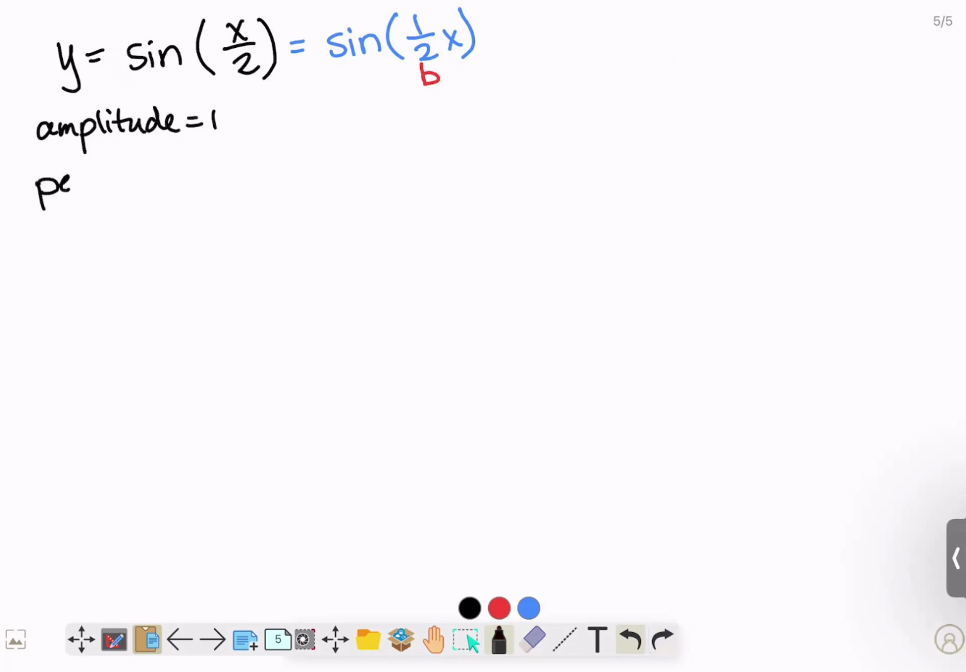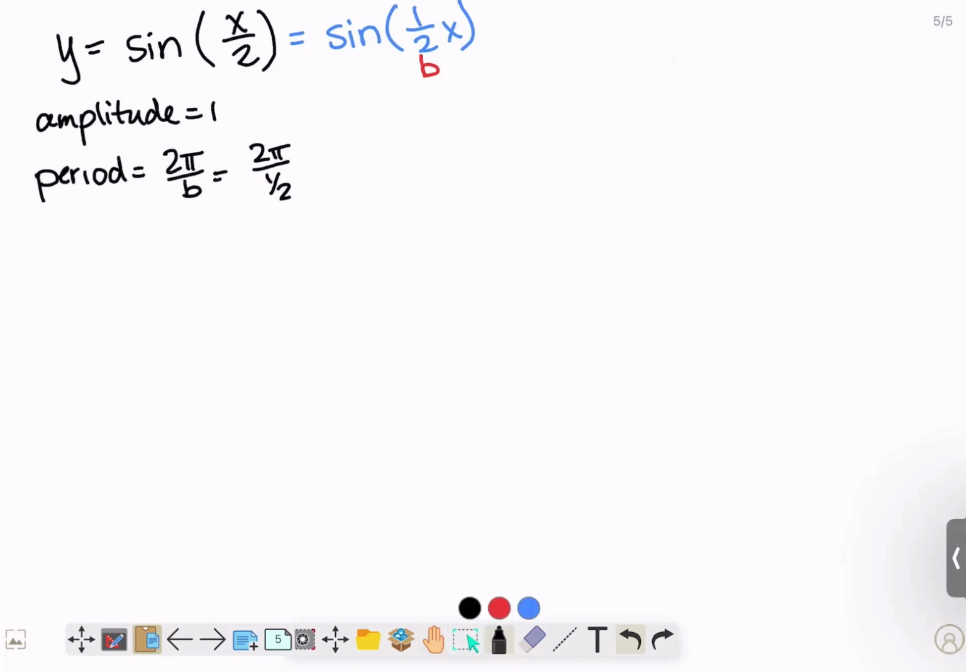The period is going to change here because b is not 1. So the period is always 2 pi over b. And here our b is 1/2. So 2 pi over 1/2 is the period. That means we need to flip the 1/2 and multiply. You can make that 2 steps: 2 pi divided by 1/2, and then flip the second fraction and multiply. You get 2 pi times 2 over 1, which is 4 pi. So now our period is 4 pi.